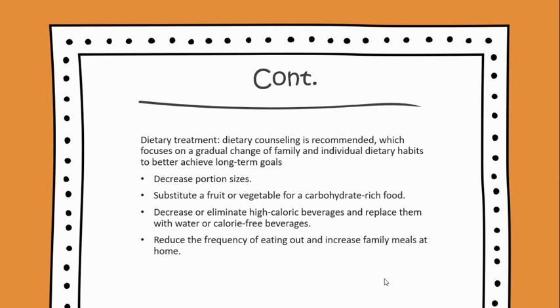Dietary treatment. Dietary counseling is recommended, which focuses on a gradual change of family and individual dietary habits to better achieve long-term goals. Decrease portion sizes. Substitute a fruit or vegetable for a carbohydrate-rich food. Decrease or eliminate high caloric beverages and replace them with water or calorie-free beverages. And reduce the frequency of eating out and increase family meals at home.